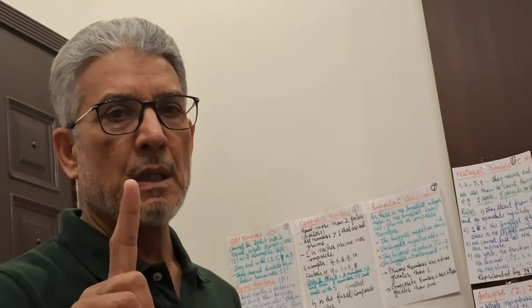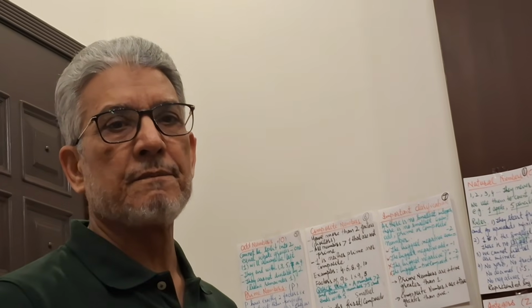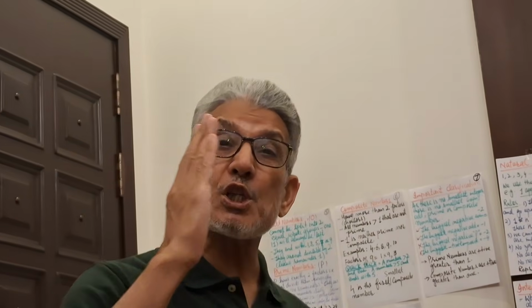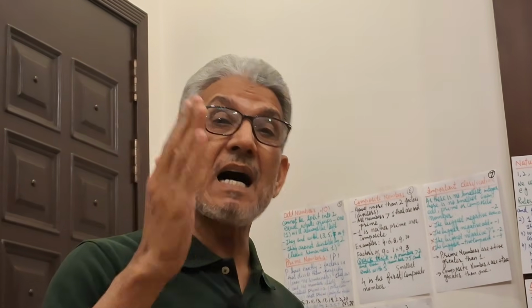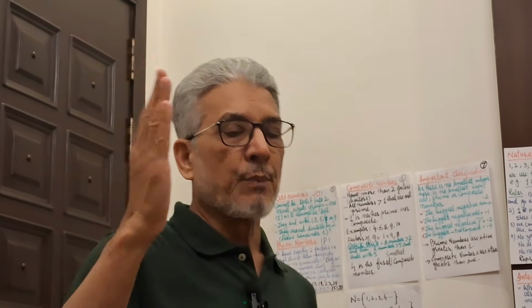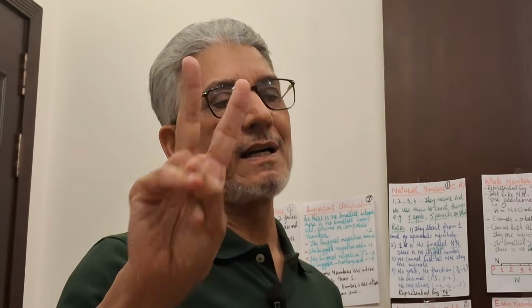-2 cannot be prime. The definition of a prime number is that prime numbers are positive numbers greater than 1 which have only 2 factors. Prime numbers are positive, they are greater than 1, and they have 2 factors. So these 3 qualities you have to remember.